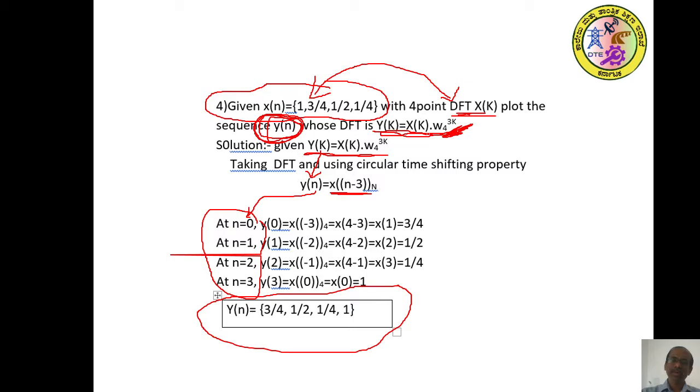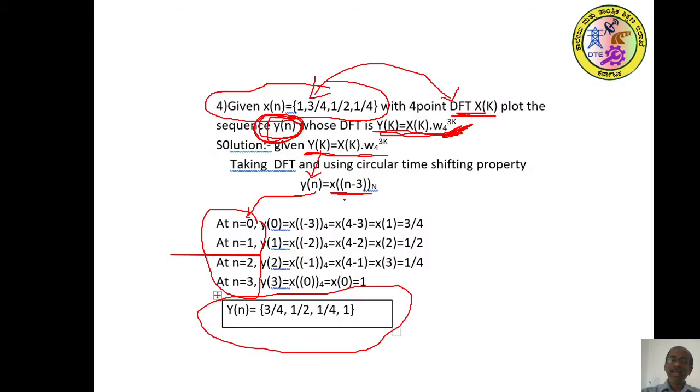Concept is very important. Frequency domain relationship is given. Y of k is equal to x of k into omega 4 power 3k. Let us apply IDFT on both sides. IDFT of this fellow will become y of n is equal to x of n minus 3. So easy to substitute different values of n and then calculate.